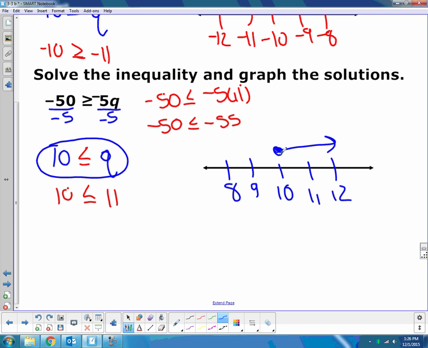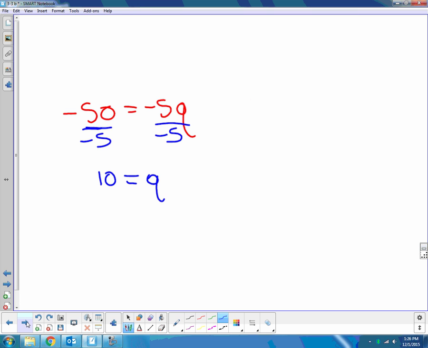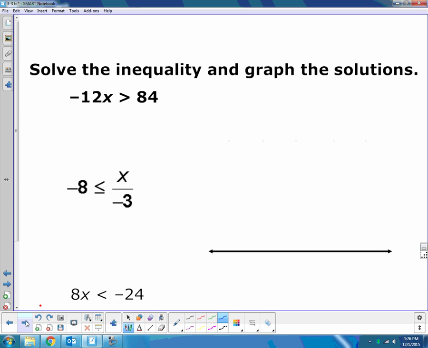You solve the problem in the exact same way you did in the last video, in the homework assignment, and on the post-test. Just remember now, if you're dividing or multiplying by a negative, flip the symbol around to give us a correct solution. Try these three on your own.